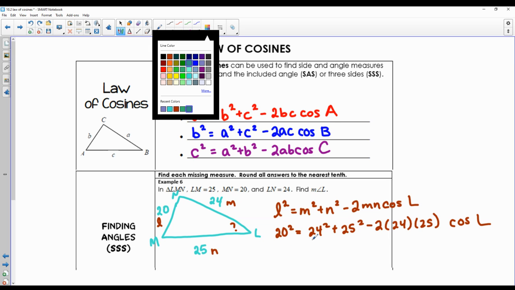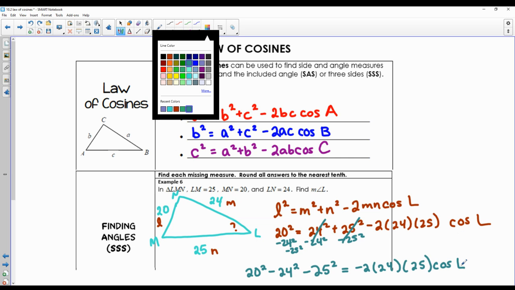All right, so now we're just going to subtract our 24 squared from both sides, and we're going to subtract 25 squared from both sides. Okay, so those are now gone. So over here, we have our 20 squared minus 24 squared minus 25 squared. Okay, that's on the left side of the equal sign. Over here, we still have that negative 2 multiplied by 24 multiplied by 25 multiplied by the cosine of angle L.